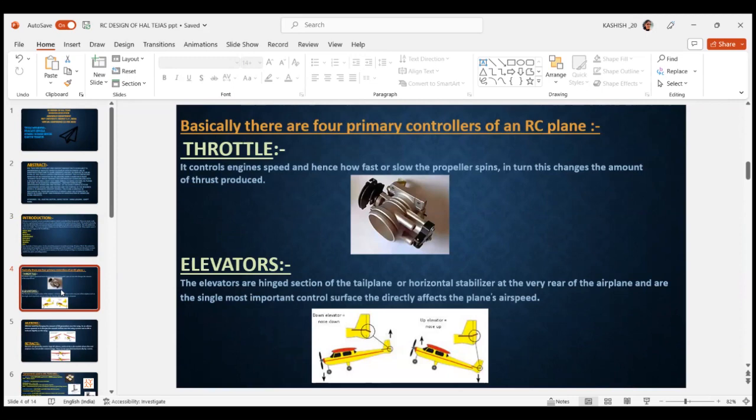Next are the elevators. The elevators are the hinged section of the tailplane or horizontal stabilizer at the very rear of the airplane, and their single most important function is as a control surface that directly affects the plane's airspeed. As you can see in this picture, with the down elevator the nose of the airplane goes down, and with the up elevator the nose goes up. Elevators are also known as horizontal stabilizers.